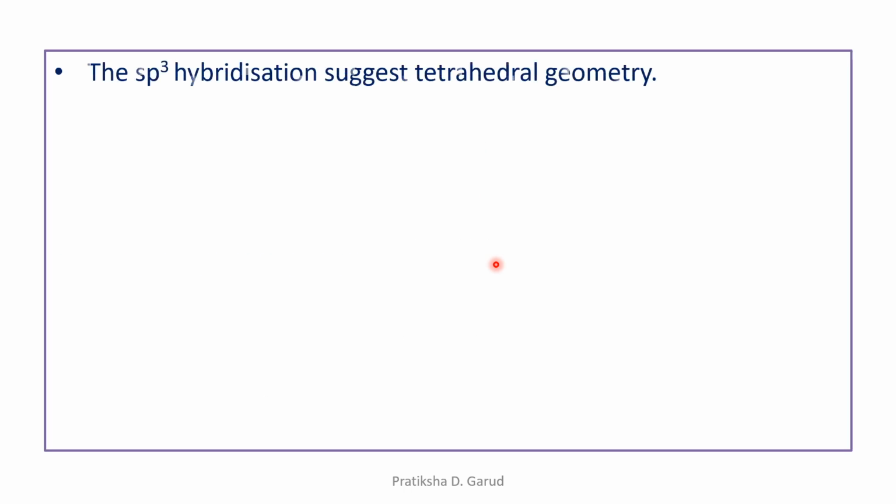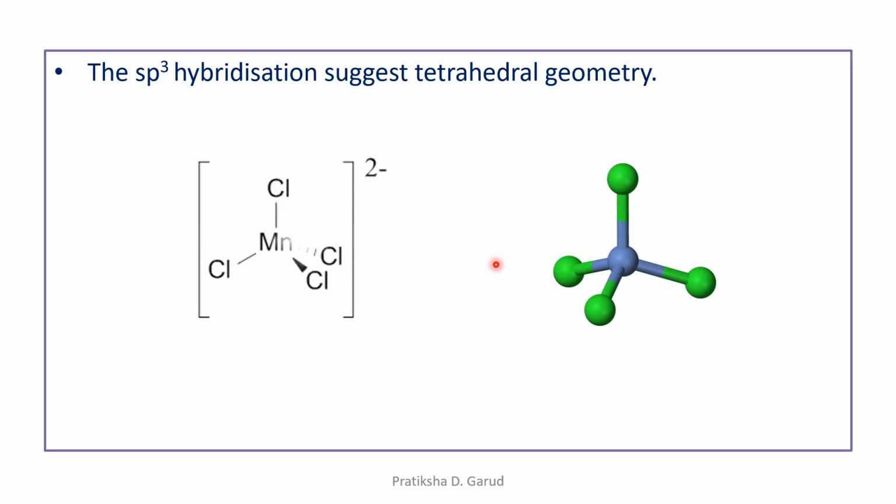After this, the sp3 hybridization suggests the tetrahedral geometry. Tetrahedral geometry means that at the center there is a metal surrounded by the 4 ligands tetrahedrally. And for this complex ion, MnCl4 2-, we have manganese at the center surrounded by the 4 chlorines tetrahedrally, which is called the tetrahedral geometry. So this is the second example for the tetrahedral geometry, which has the sp3 type of hybridization.